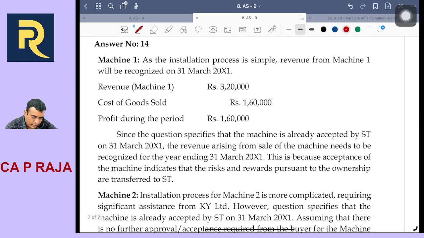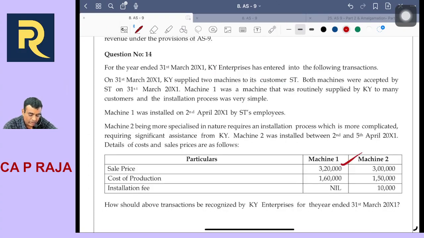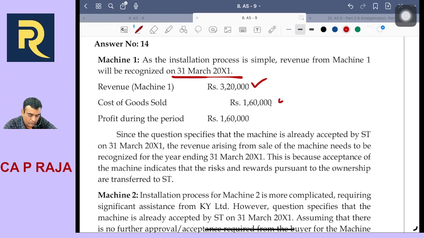Machinery 1. When do they recognize it? Revenue is 320. So after the sale value, cost and other expenses, the balance is profit. You all agree with me?